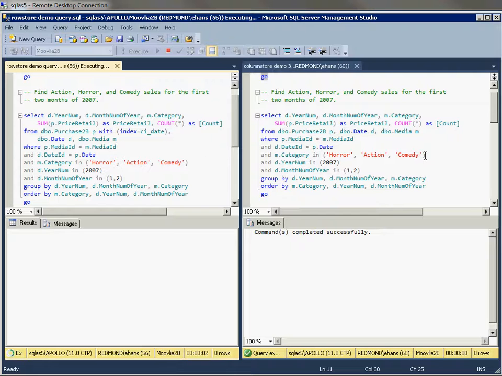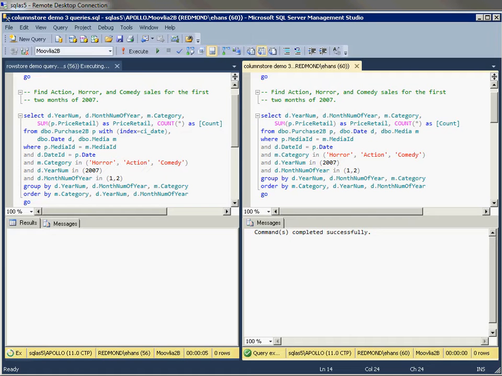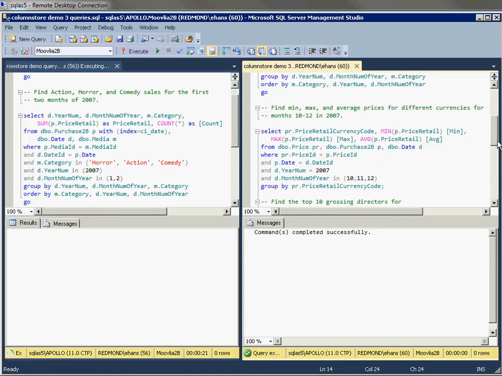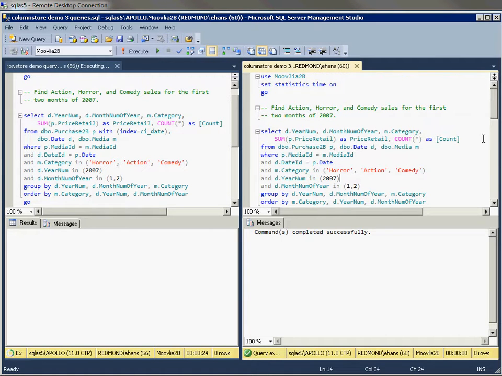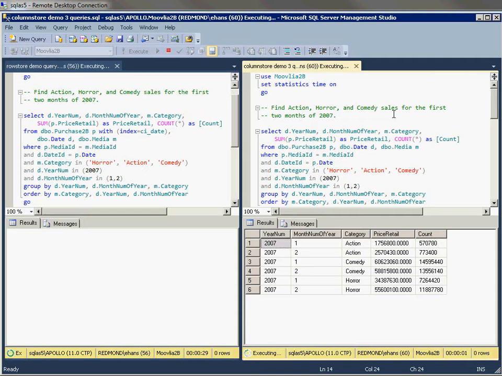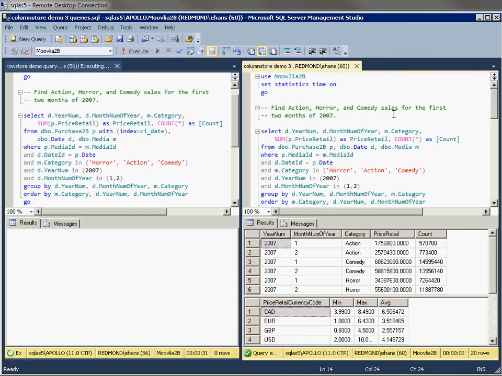And so now, while this is running against the row store, on the right you'll see I have the same query except it's got no index hint. And the query optimizer is going to make a cost-based decision to use the column store index when accessing purchase 2B. There's actually 2 more queries here. So there's 3 queries, not just one.